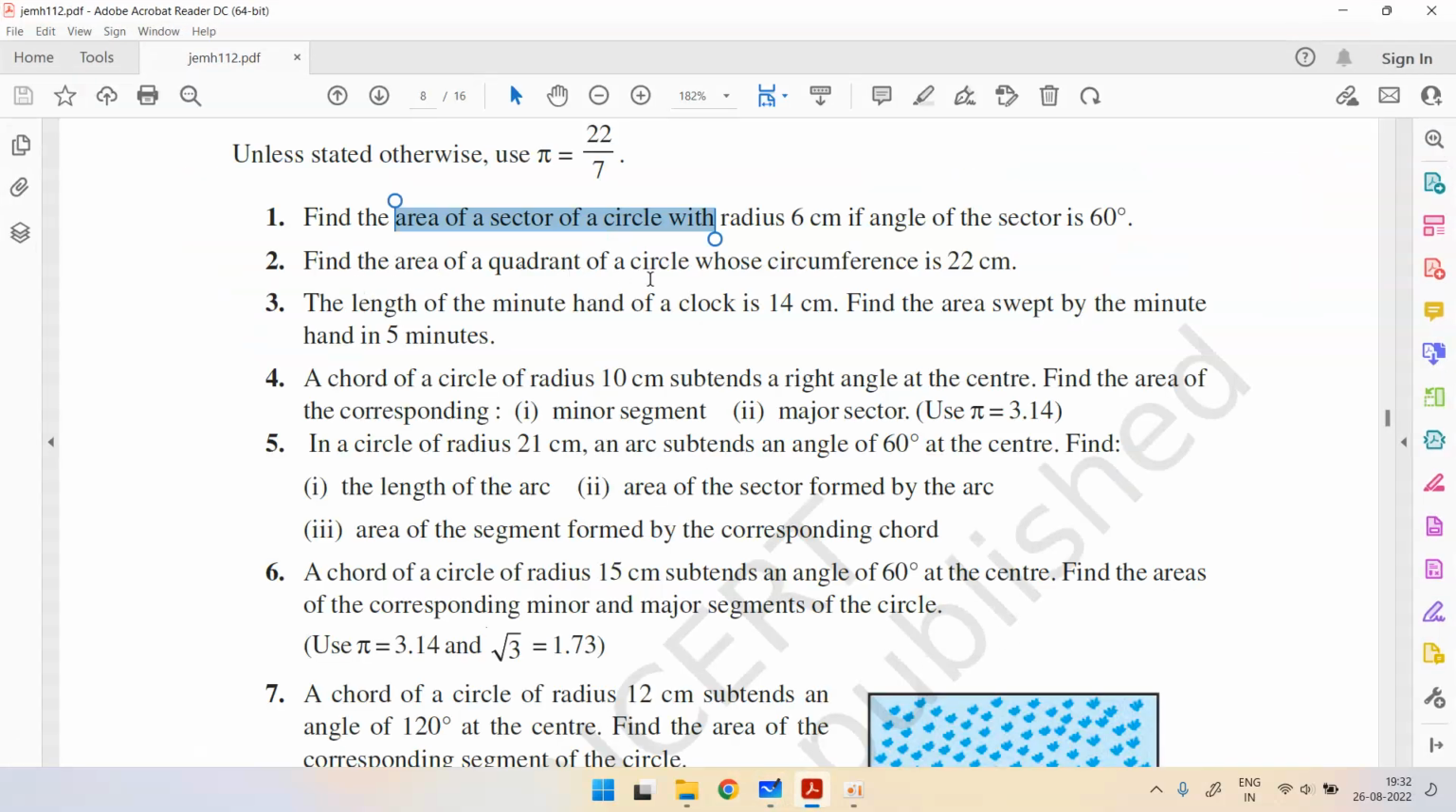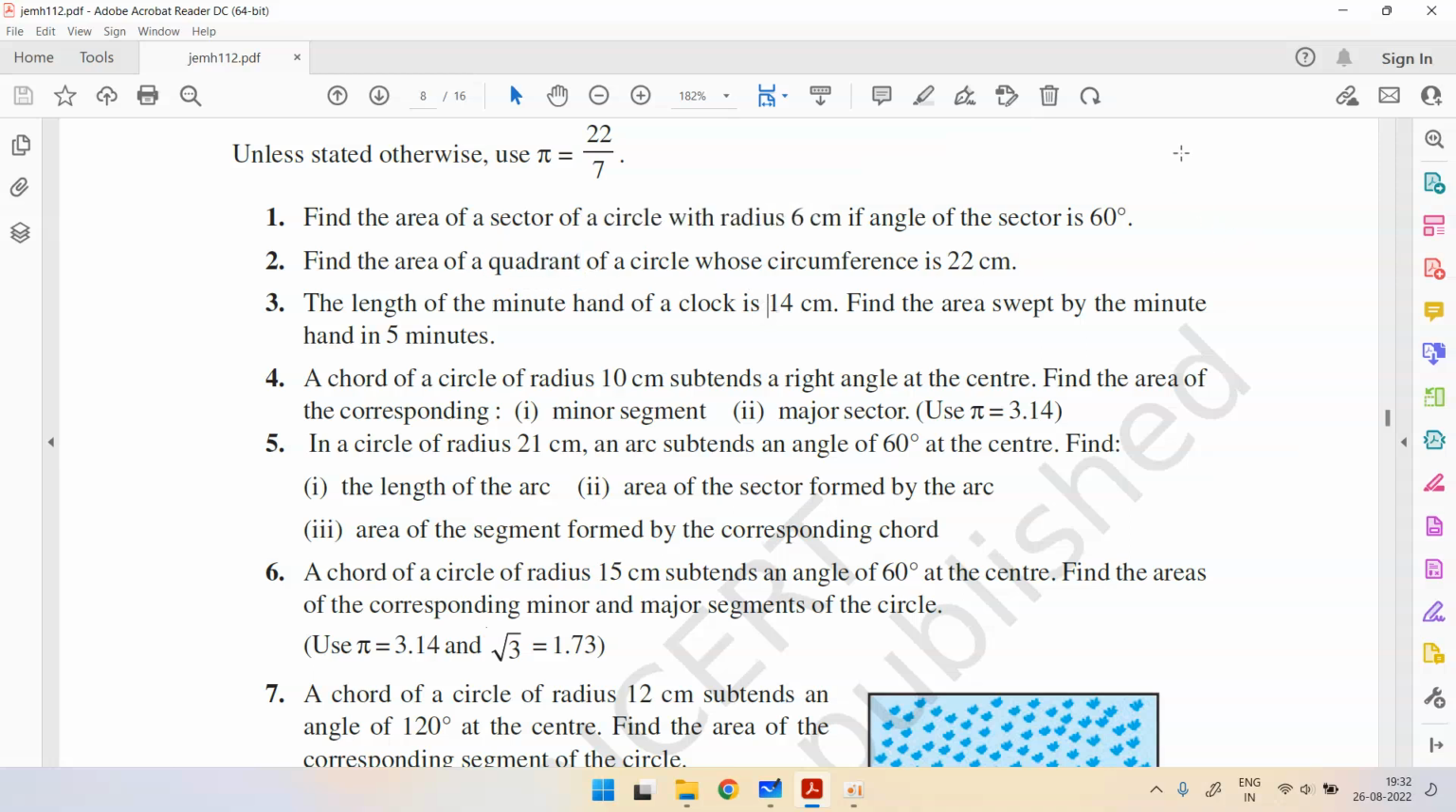Second, find the area of a quadrant of a circle. See, quadrant means it divides the circle into 4 parts. Quad means 4. Quad core processor, you have heard of it, quad means 4. Quadrilateral, then quadrant.